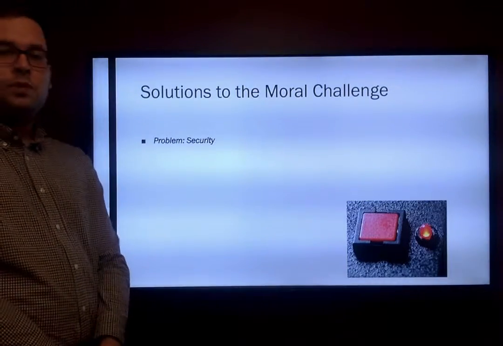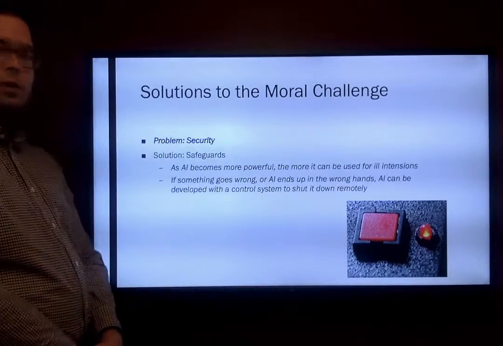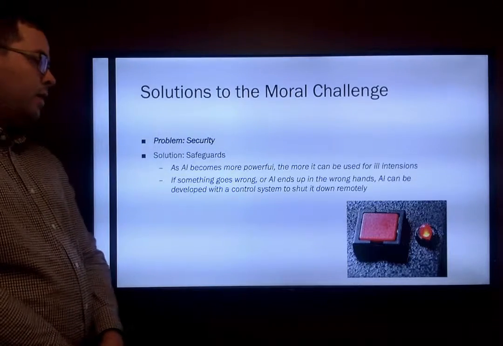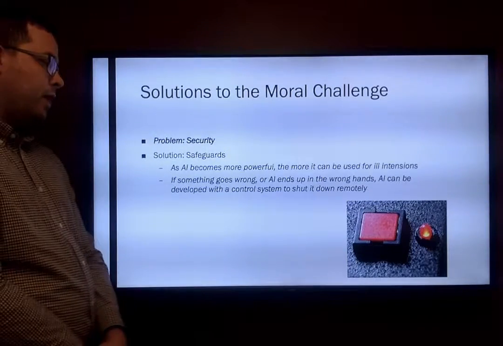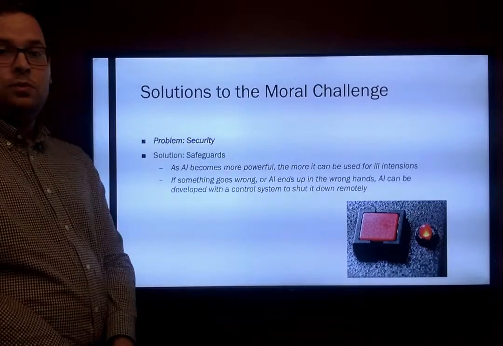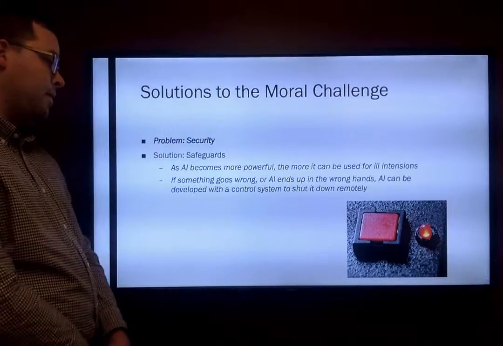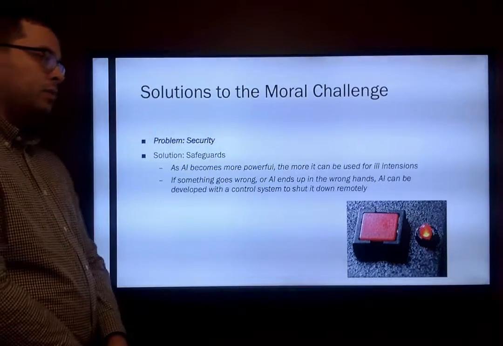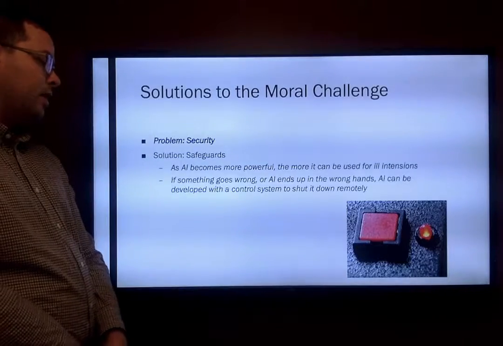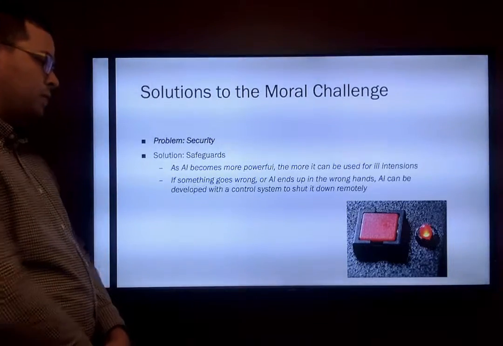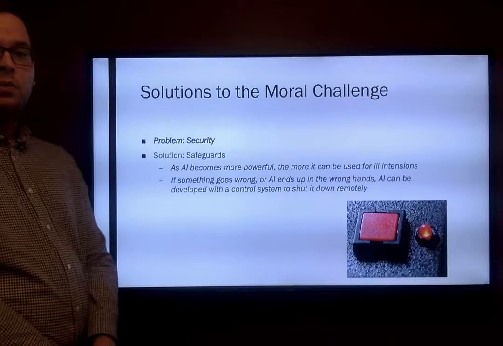And the next problem was security. So the solution is safeguards. The more powerful AI becomes, the more it can be used for ill intentions. If something goes wrong or AI ends up in the wrong hands, we can develop the artificial intelligence with safeguards to shut it down remotely.